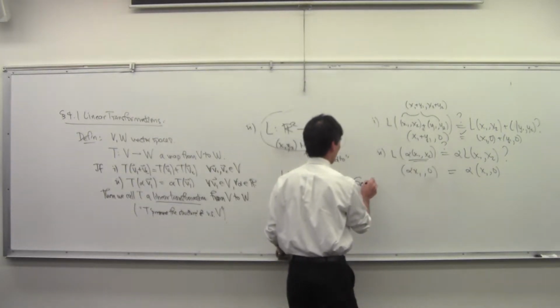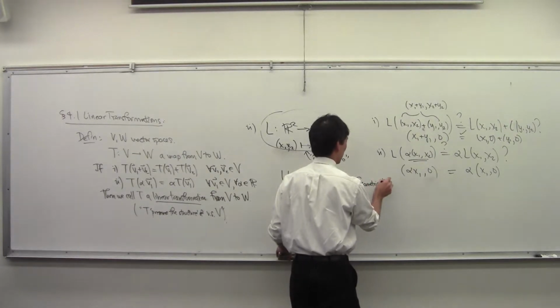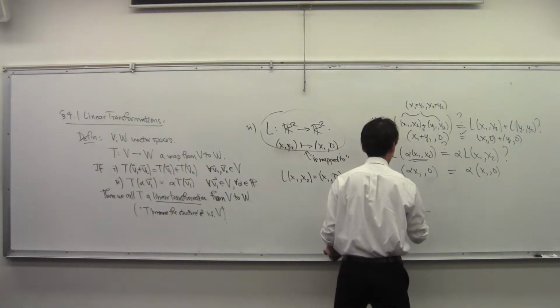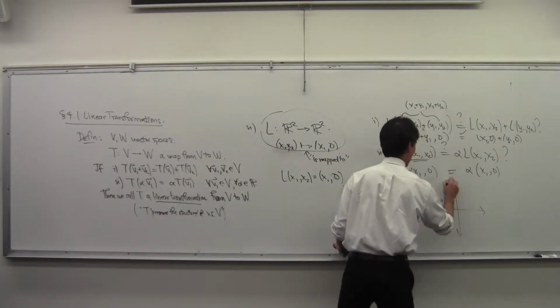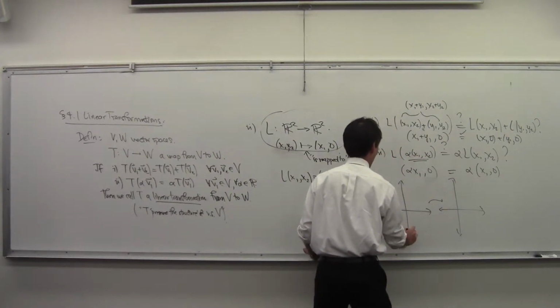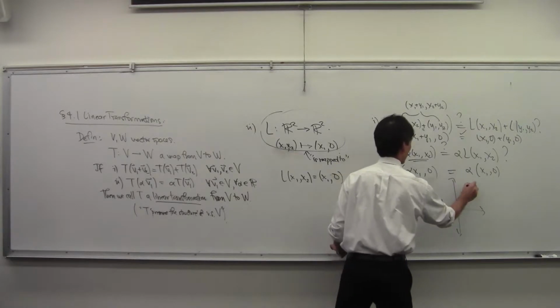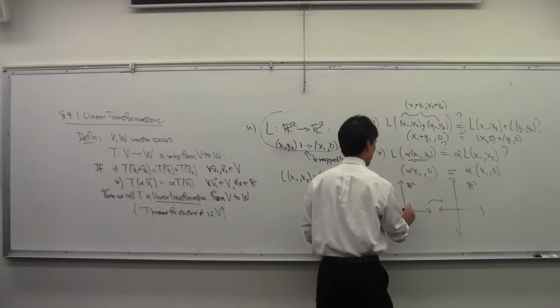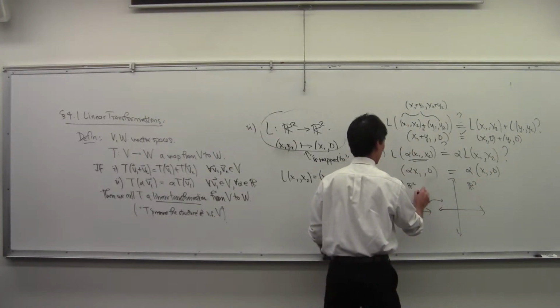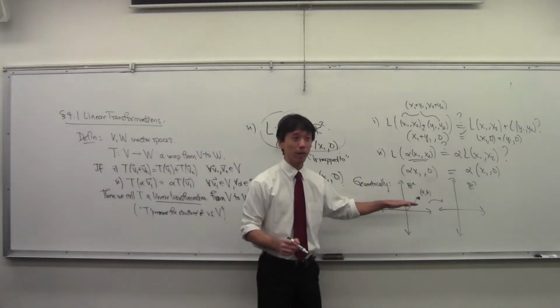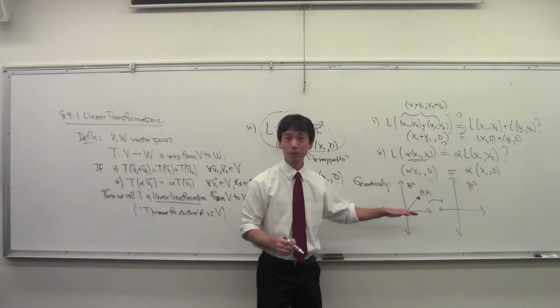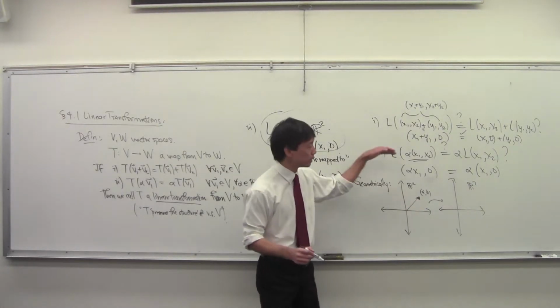Geometrically, that was algebraically. We can actually think of this geometrically. What does the L map do? L is a map from R2 to R2. It takes some guy A comma B, and what does it do to it? It gives you back A comma 0. So what does it do geometrically?